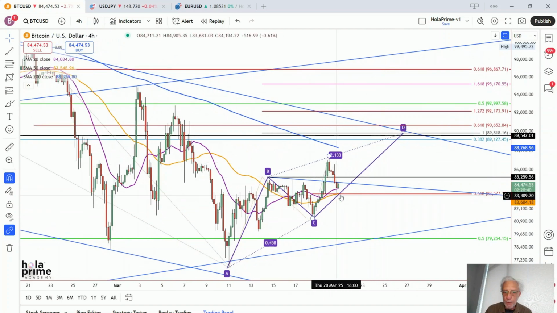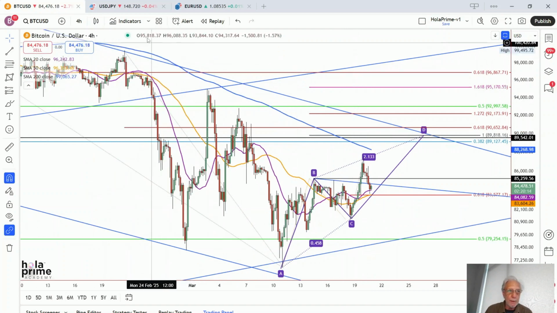Now, where are we now? It pulled back to the 50 moving average. I'm on a 4 hour chart. So the 50 and 20 moving average, the 20 is purple, 50 is orange, and the 61.8% Fibonacci retracement. This could be the completion of this pullback, leading to a continuation of the larger pattern on a rally above 84,905, the previous candle, or however you might go about it. So that's what I'm looking at on Bitcoin.